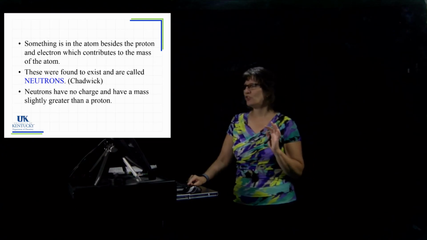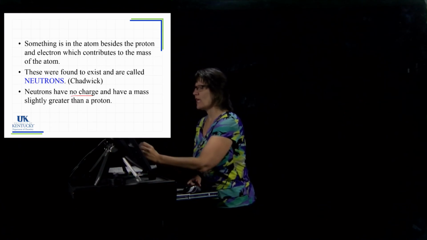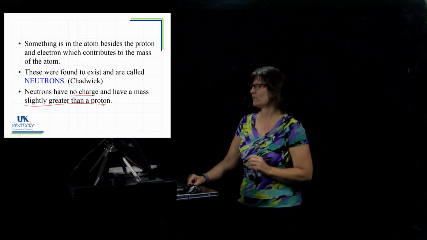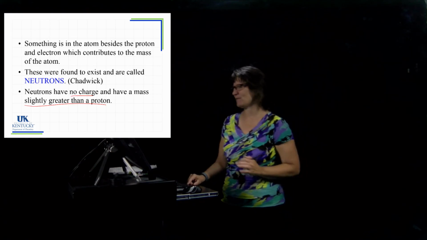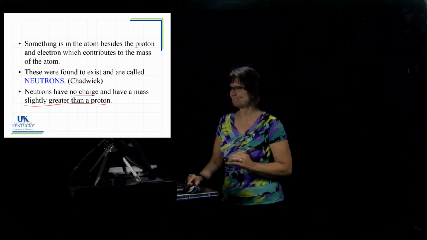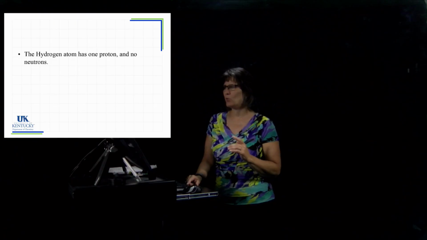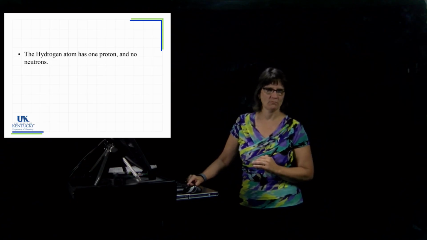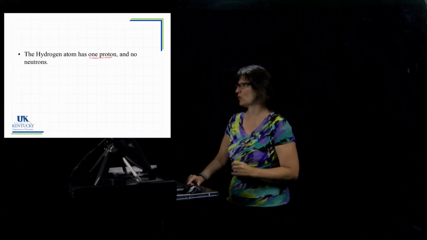Okay? Now, these neutrons, they have no charge, as it says here, no charge. They are slightly, just ever so slightly, more massive than the proton. I mean, just a hair more massive than the protons. And so let's look at how this accounts for what we saw. Well, the hydrogen atom had 1 proton and, of course, 1 electron, but no neutrons. Okay? So the 1 proton is giving it mass. It doesn't have any neutrons.